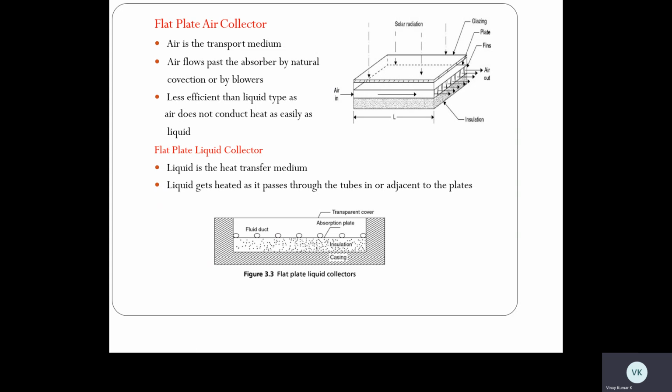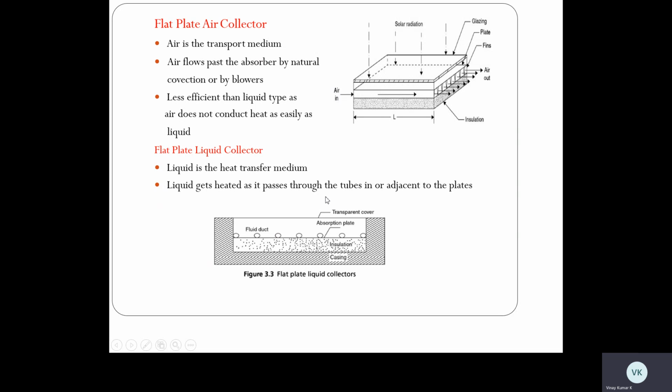It is less efficient than the liquid type, as air does not conduct heat as easily as liquid. This is less efficient compared to liquid collectors, because the amount of heat conducted through air is poor. So liquid type collectors are the most efficient. By the conclusion of this, we can say that flat plate liquid collectors are more efficient compared to flat plate air collectors. The next thing is flat plate liquid collectors.